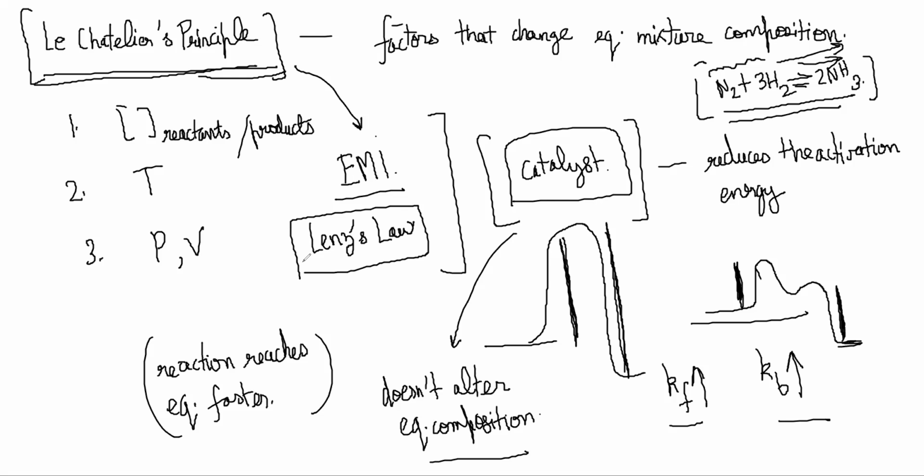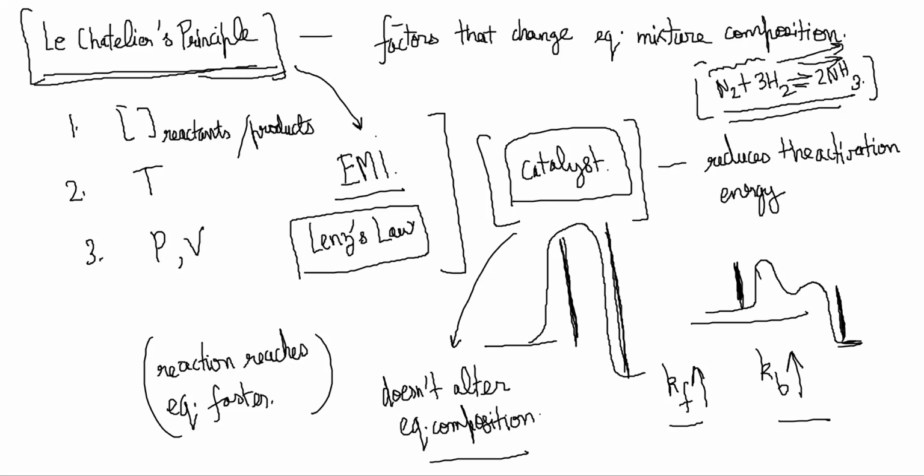Any change you bring about to the system, the system reacts in such a way that it can counter that change. That is true even in EMI, Lenz's law. So for now, we'll just focus on this. Net reaction: he's saying if a stress is applied to a reaction mixture at equilibrium, net reaction occurs in the direction that relieves the stress, right?